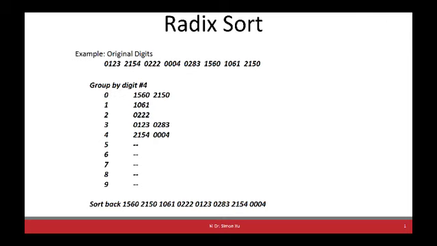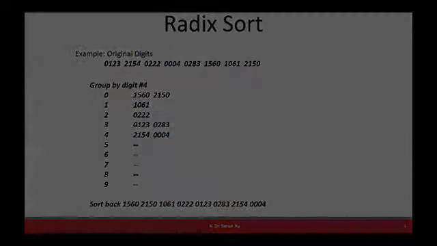And then we group by digit number 3. We do the same, and then we write back according to bucket 0, bucket 1, and so on. We do this until we reach the most significant value, the leftmost digit, and then we're done.